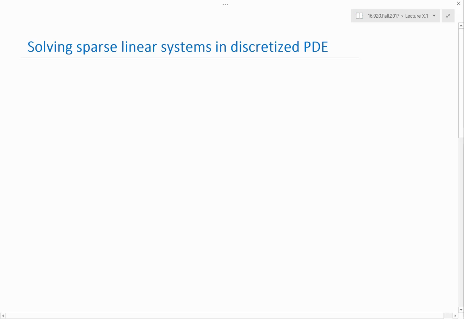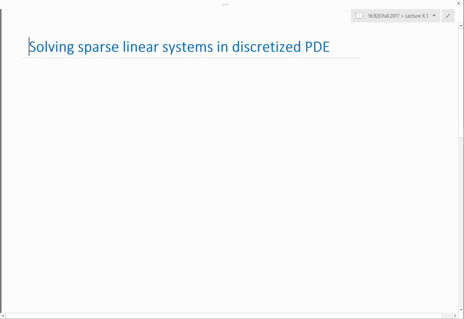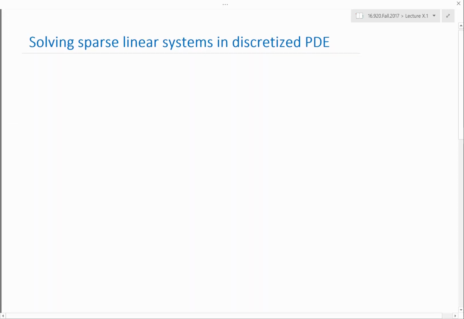So solving sparse linear systems. What's the challenge? The challenge is, how many people know what MATLAB actually does when you do A\B? LU decomposition, what did you say? QR decomposition. Any other answers? I can have like 7 or 8 other answers and you can all be correct.